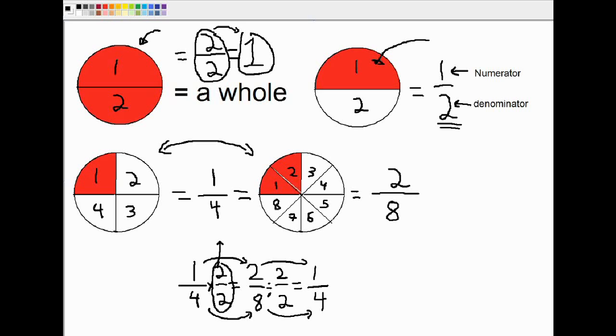Well, as we discussed above, 2 over 2 is just 1. That's the same thing. When you multiply a value by 1, it stays the same. It doesn't change. Similarly, when you divide a value by 1, it doesn't change. It stays the same. And when we divided by 2 over 2, we were dividing by 1. And that's why 1 over 4 is the same as 2 over 8.